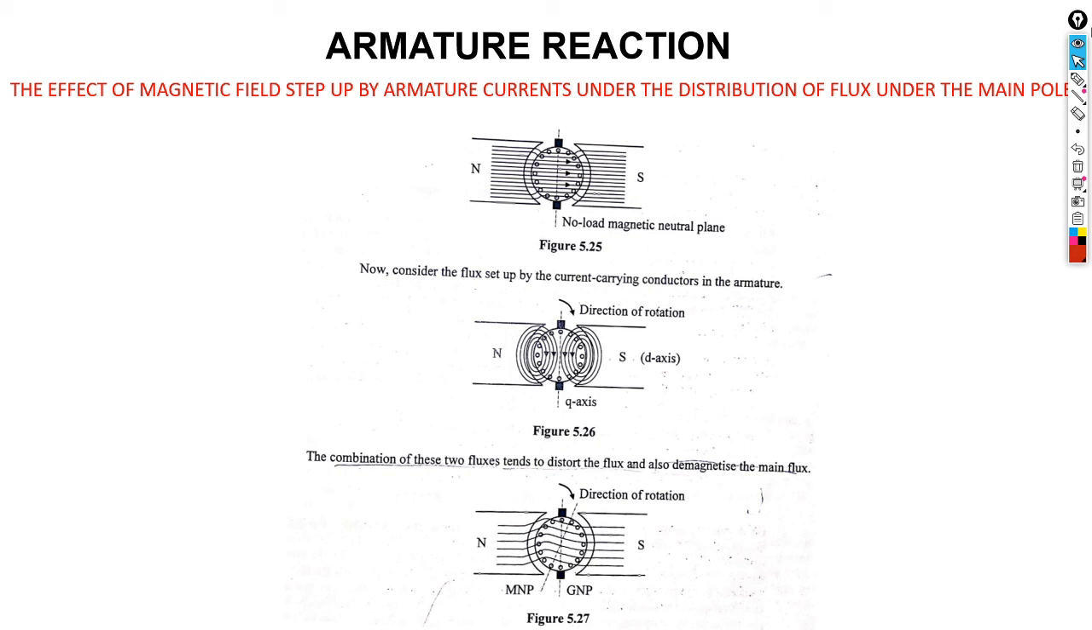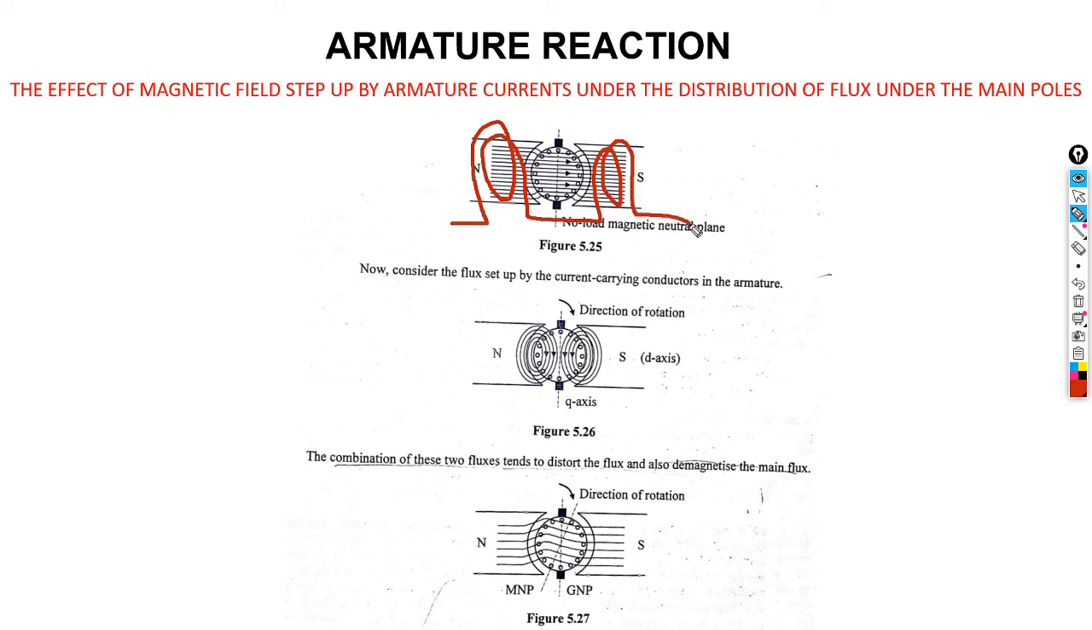The armature reaction is the effect of the magnetic field set up by armature current on the distribution of flux under the main pole. For instance, you have this pole. In order to excite it, you need a coil connected across it, so that this coil generates a flux. So this main pole generates a flux, and it's called the main flux.